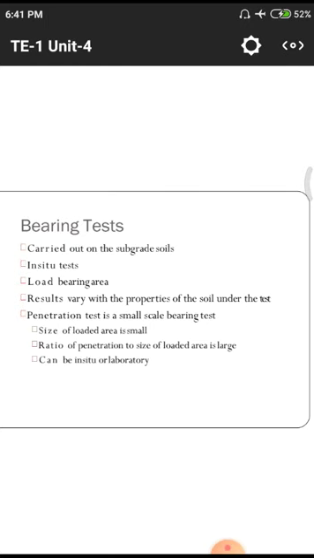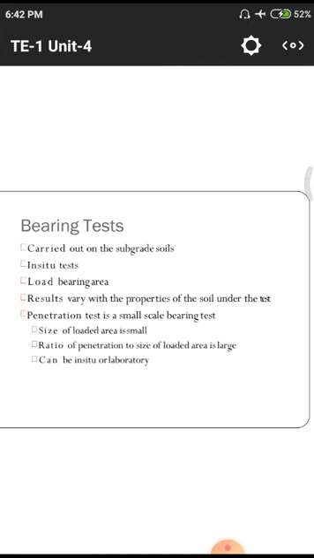Normally, when constructing a building with the help of footings, all the load is carried by the footings, and those footings transfer the loads to the soil. So we need to take the load from the footings, to see how much load carrying capacity each footing has. All those things we take from the building plans. Those are called the load bearing areas. That means the footing area will be taken as the load bearing area. Next, results vary with the properties of the soil.